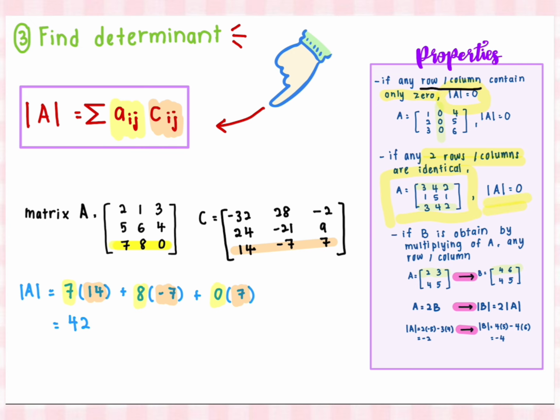And for the last one, if matrix B is obtained by multiplying A, our determinant will be multiplied by the same factor. For example, matrix A, the first row consists of 2 and 3, while matrix B consists of 4 and 6, which is by multiplying 2 and 3 with the number 2. Thus, the determinant of B will be 2 times determinant of A. So these are the properties that we need to remember to ease our journey to find the determinant.